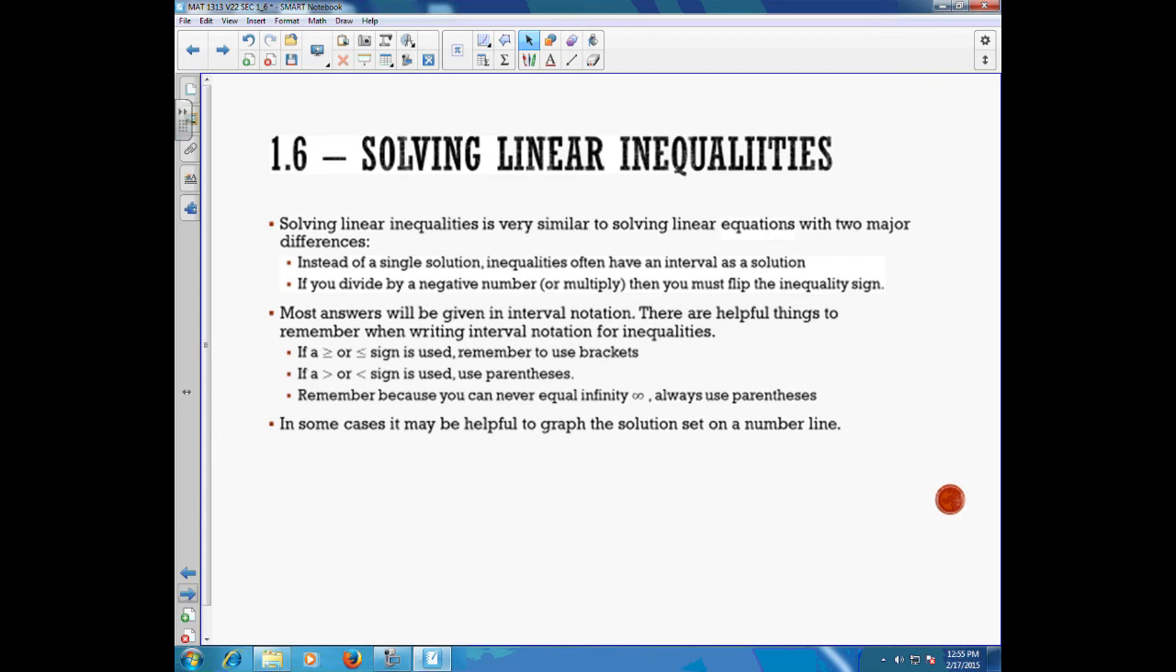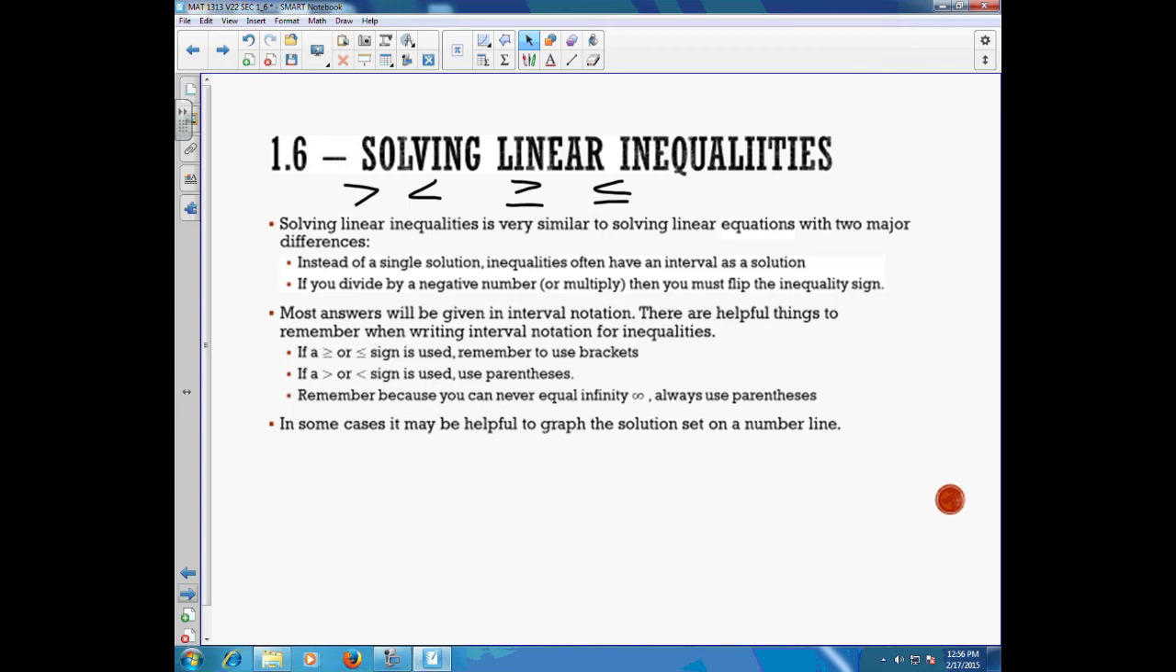Remember that inequalities use inequality symbols, greater than, less than, greater than or equal to, or less than or equal to, in place of an equal sign. That's how they're going to look different. But instead of a single solution, inequalities often have an interval as a solution. So we're going to be writing our answers in interval notation.